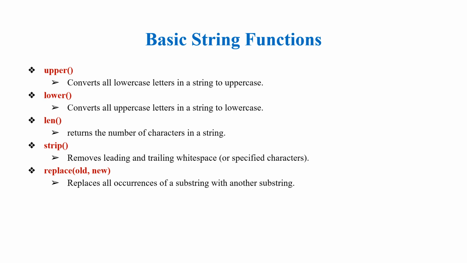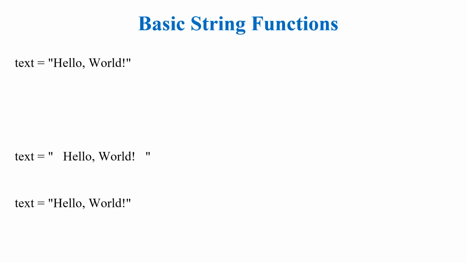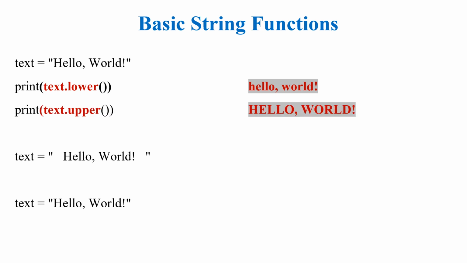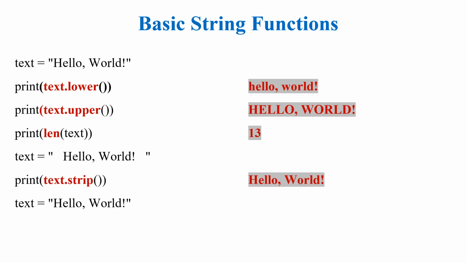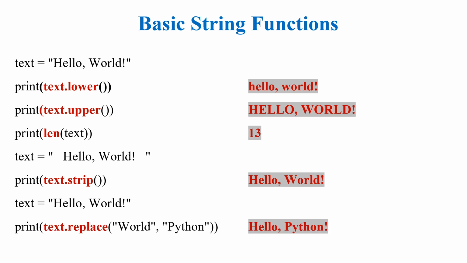So let us understand this with an example. Here we have three inputs, and we'll see how all the functions work. First we are using the lower function, so you can observe the output at the right side. Next we are converting the same input to upper. Hello world is converted to uppercase. Then the len function finds the length of the string. Now we apply the strip function, which deletes the leading and trailing white spaces. You can observe it in the output. And the last one is replace. World is replaced with Python. You can observe that in this output.